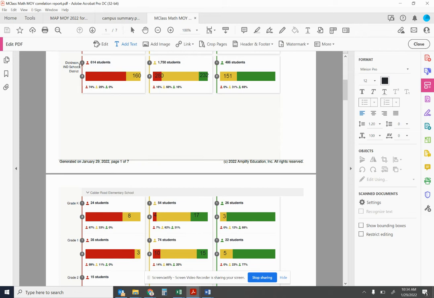Here we had 614 students at intensive. We had 160 of them move up to strategic. We had 1,750 students at strategic. We had 280 fall to intensive, and we had 232 move up to benchmark. We had 486 students at benchmark, and we had 151 of them fall one step to strategic.